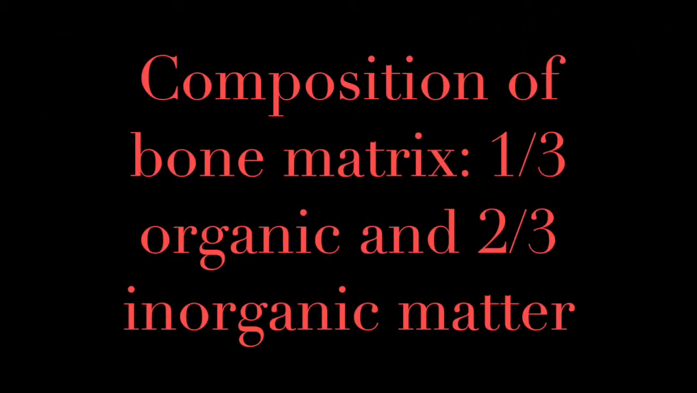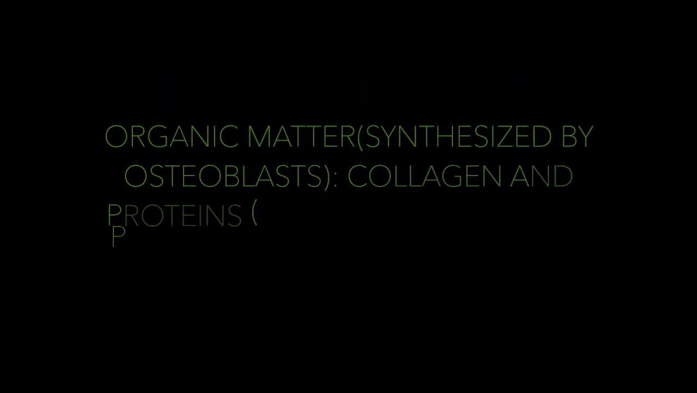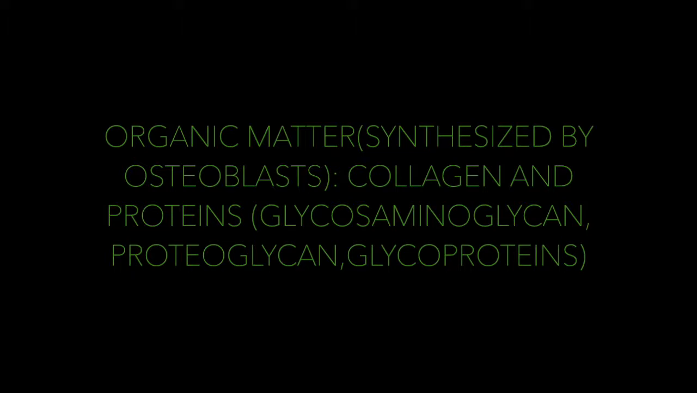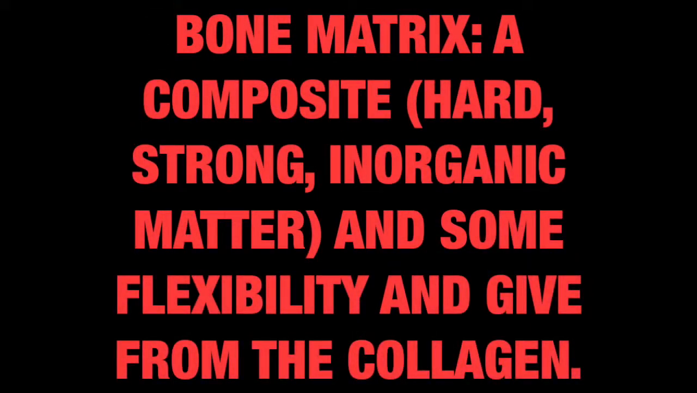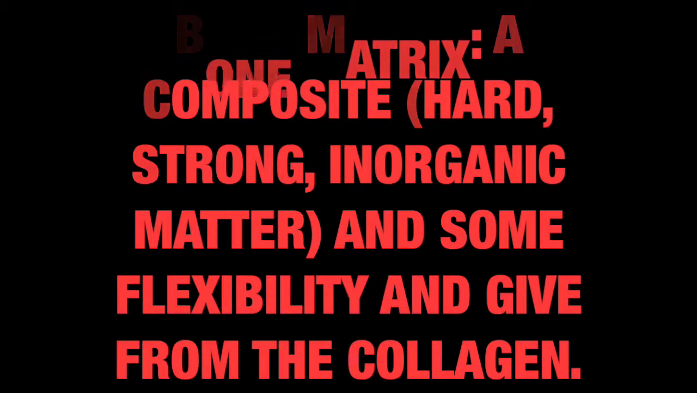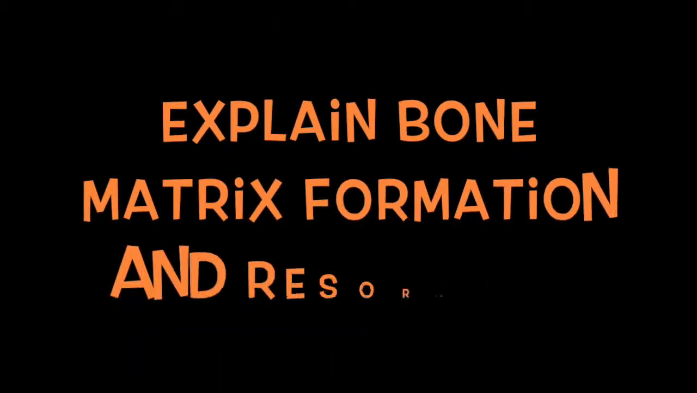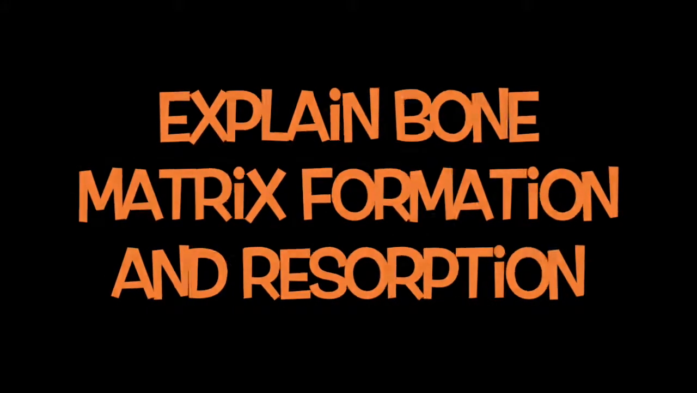What is the composition of the bone matrix? The composition of bone matrix is one-third organic and two-thirds inorganic matter. The organic matter, synthesized by the osteoblasts, the bone-forming cells, is collagen and proteins like glycosaminoglycans, proteoglycans, and glycoproteins. The inorganic matter is mostly crystallized calcium phosphate salts and calcium carbonate, and a few other materials. Bone matrix is a composite, which means it has characteristics of the hard, strong inorganic matter and some flexibility and give from the collagen.